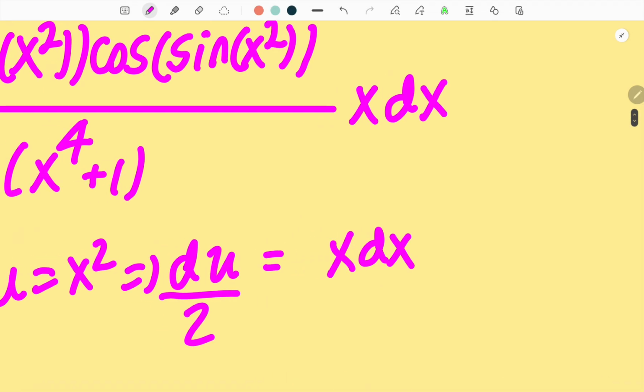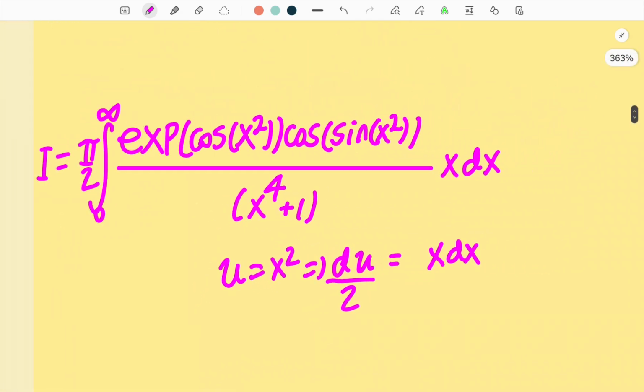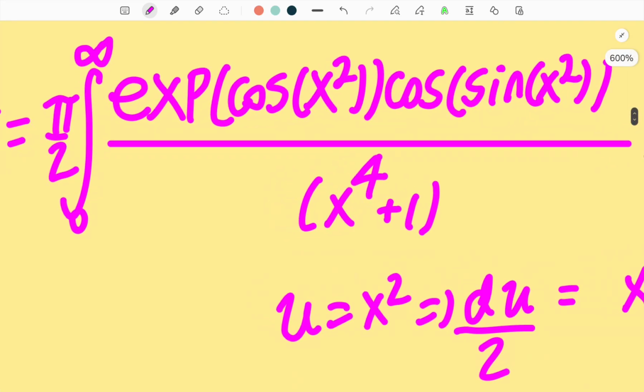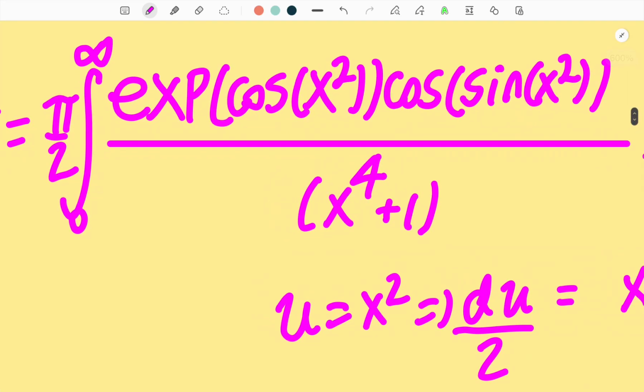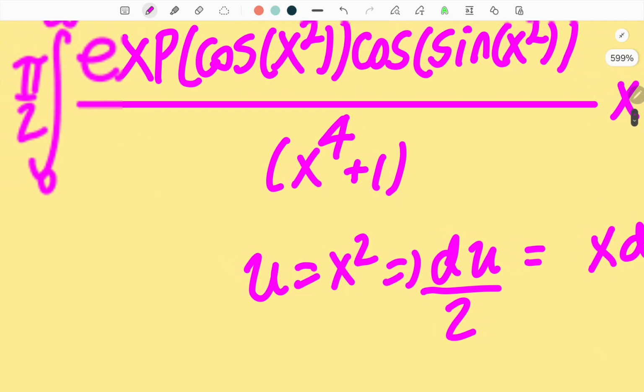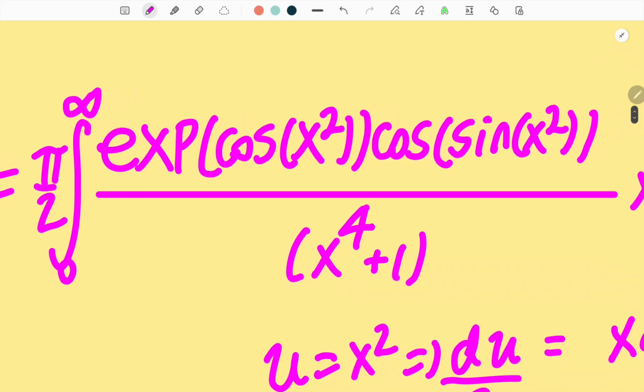Now, as for our limits, if we let x go to infinity, u will also go to infinity. If we let x go to 0, u will also go to 0. So therefore, our limits are not bothered. But if we also look outside of the integral, we have a pi over 2. So we have a match right here. A 1/2 and a 1/2. So there we go.